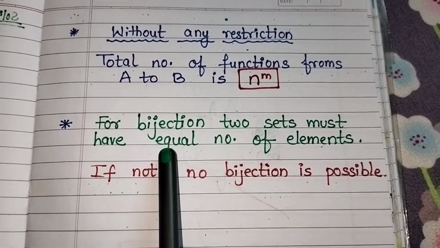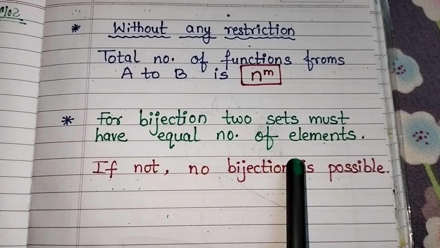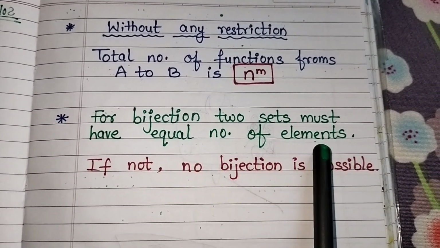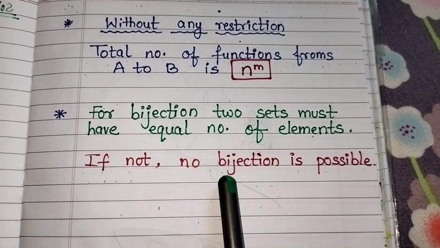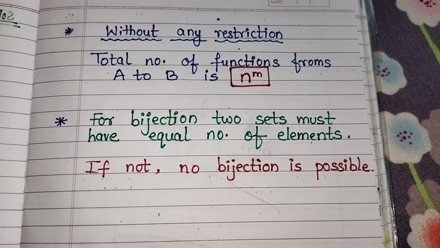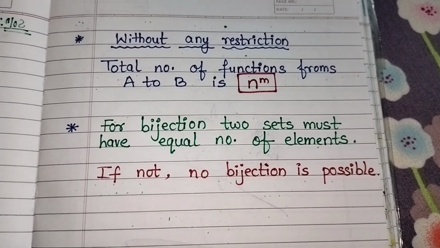Now for bijection, the 2 sets must have equal number of elements. Okay, so for bijection we need equal sets. The sets should have equal number of elements, and if you don't have that, then no bijection is possible. Okay, so these results are very helpful while doing MCQs and 1 mark problems.